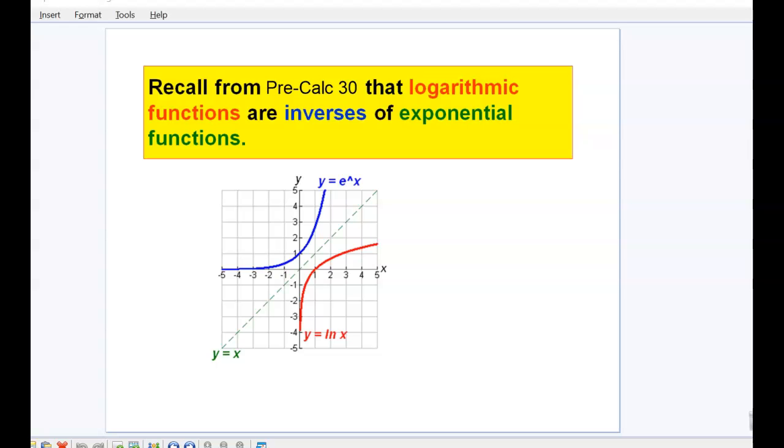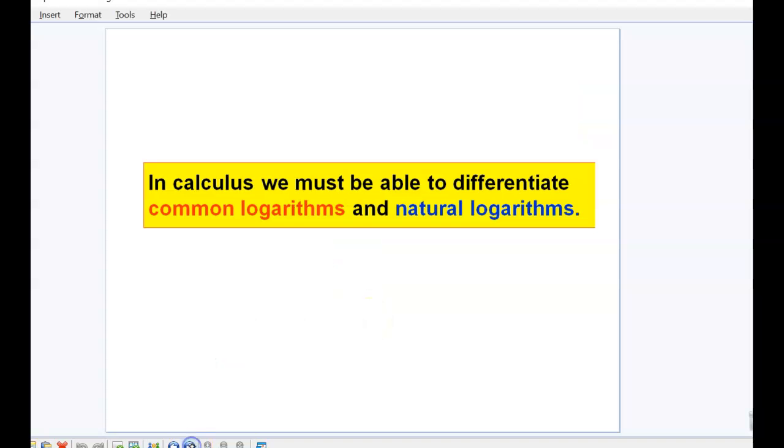In the second half of section 3.9, we're going to be looking at the derivatives of logarithmic functions. And one thing you should recall from pre-calc 30 is that logarithmic functions and exponential functions are inverses of each other. So you can see here, the blue graph is y equals e to the x, and the red graph is y equals ln x, and they are symmetrical to the line y equals x. So if two graphs are symmetrical to the line y equals x, that means they are inverses.